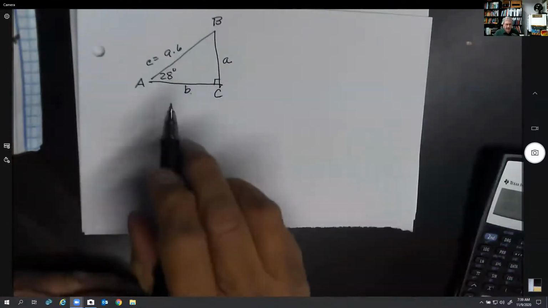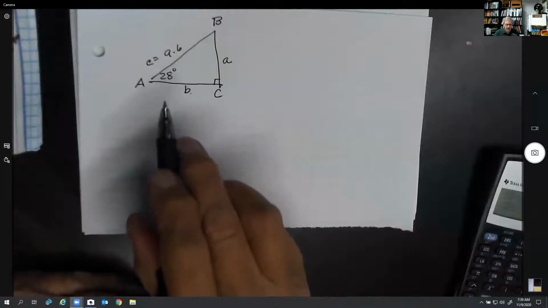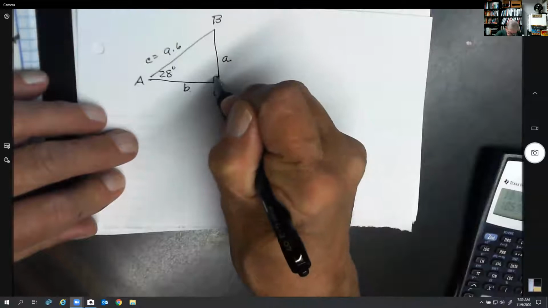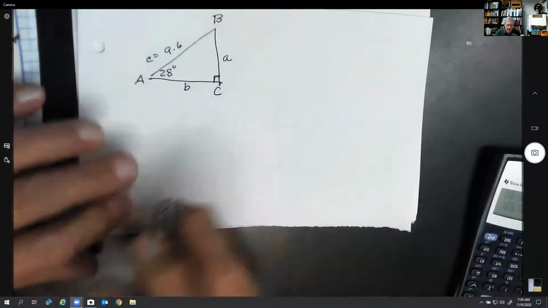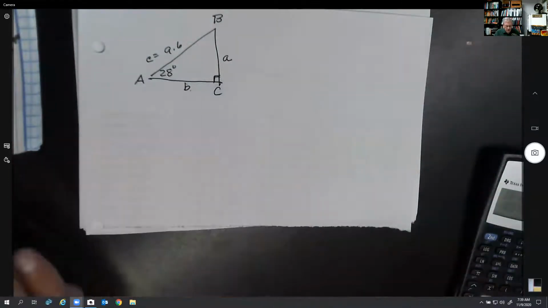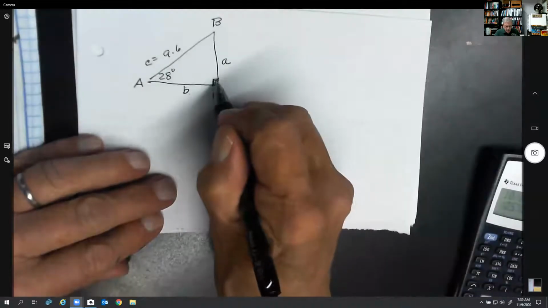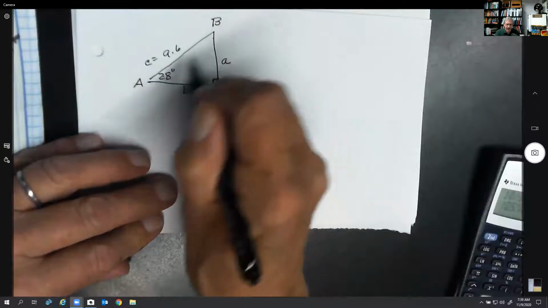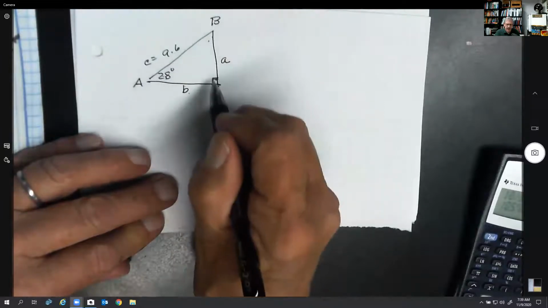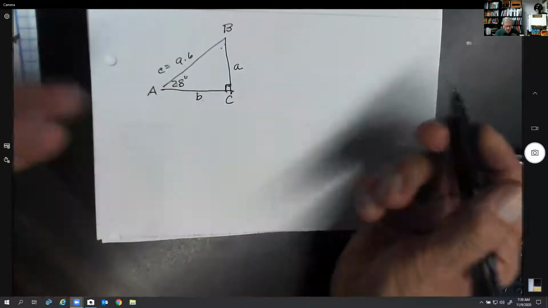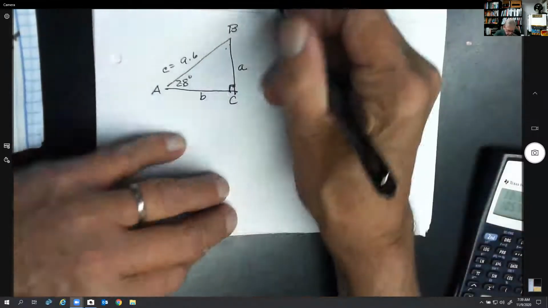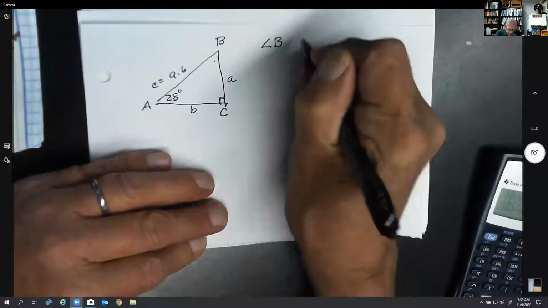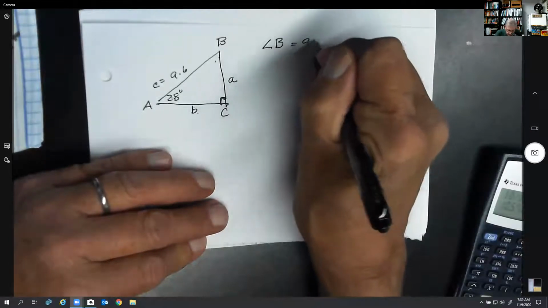Well, let's find the missing angle. That's usually the easier of the two. These two angles, this is a right angle. That's 90 degrees. Remember, the angles of a triangle add up to 180. If this is already 90, these two angles have to add up to 90. These two angles are going to be 90 plus 90 is 180. So to find angle B, and we're going to designate it with an angle sign, is equal to 90 minus 28.